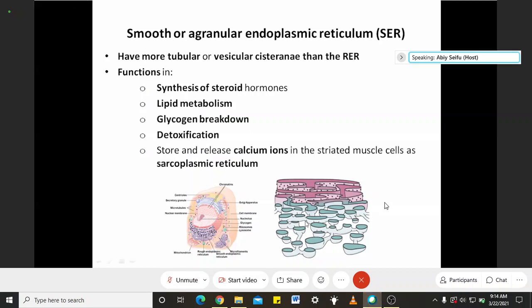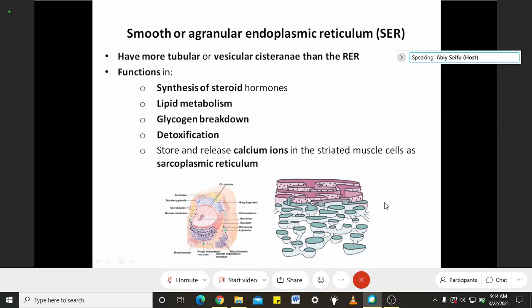When you compare the smooth with the rough, the smooth endoplasmic reticulum has more of a tubular and vesicular nature, so that it has a wider lumen. The lumen is known as cisterna, or cisternae in the plural. So the cisternae of the smooth endoplasmic reticulum, as indicated here on the right side of the picture by the blue outline, are wider compared with those of the rough endoplasmic reticulum.